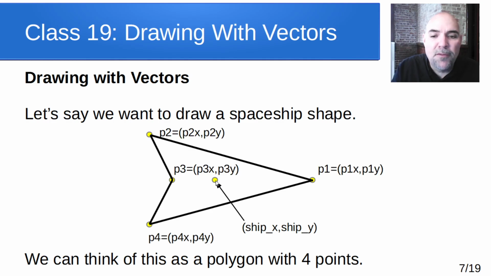And one way we could think about those 4 points is as each having their own x and y position, like we show here: P1x, P1y, P2x, P2y, P3x, P3y, P4x, P4y. And if we could calculate those based on how far away from the ship x and y we are, we can then move this whole thing around to different places on the screen.